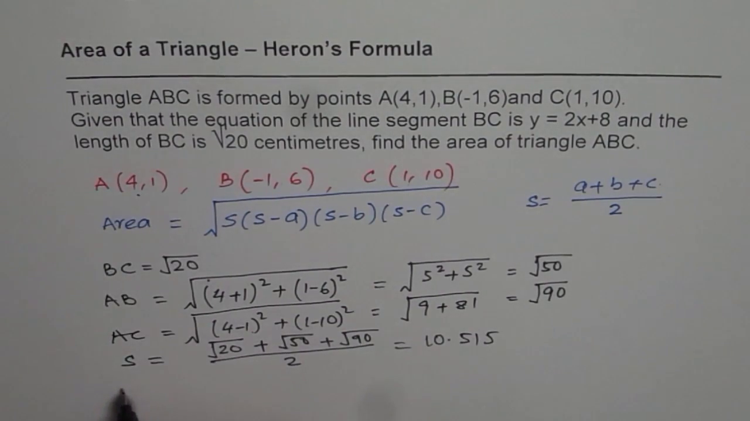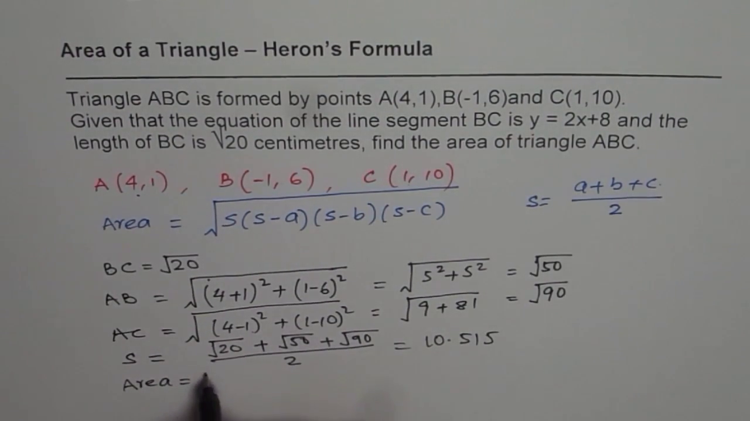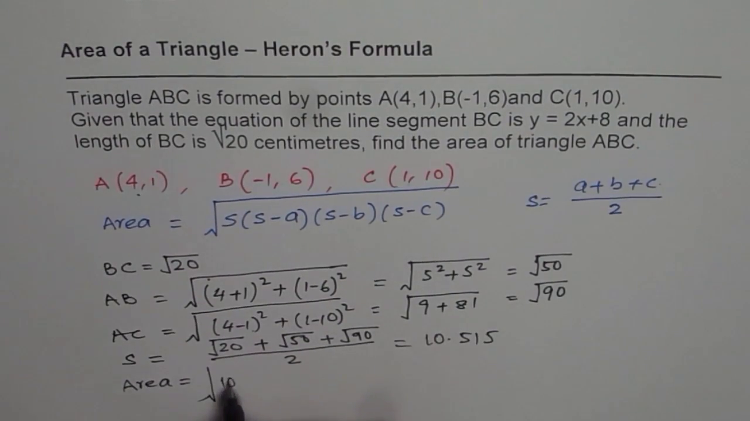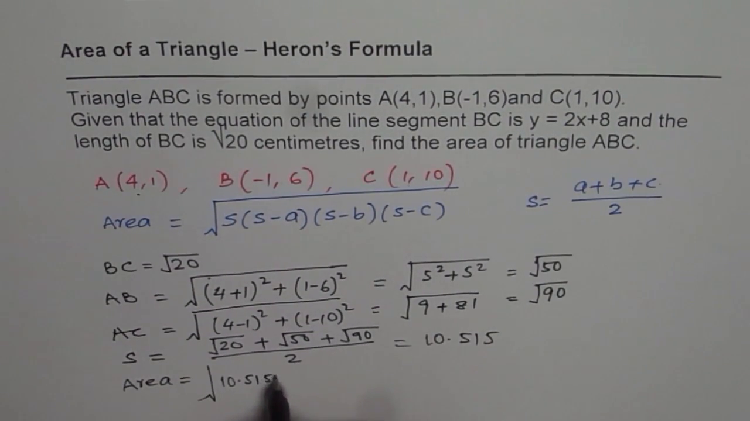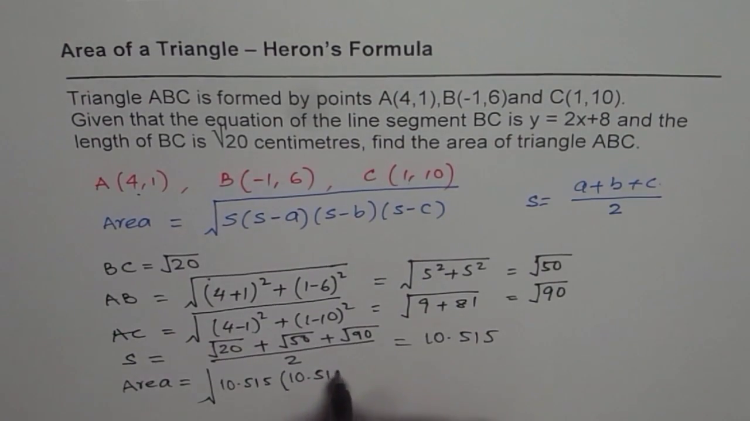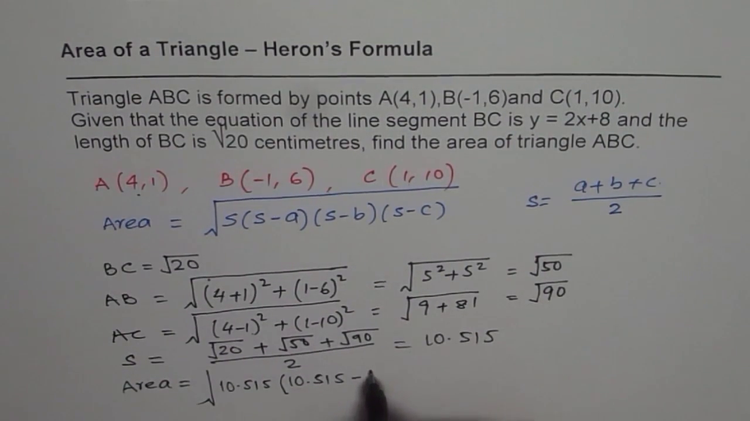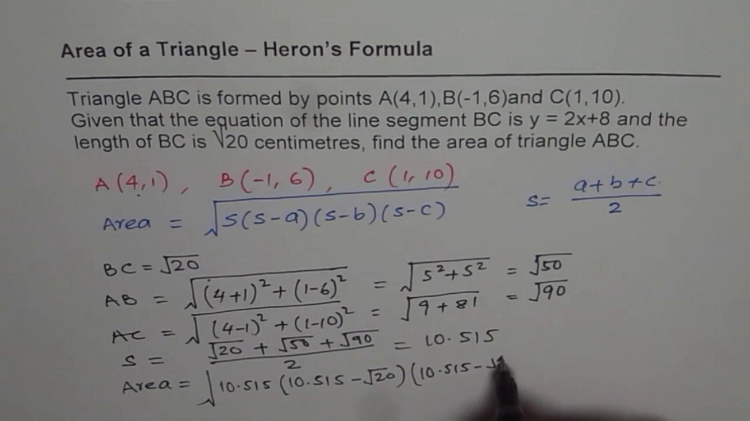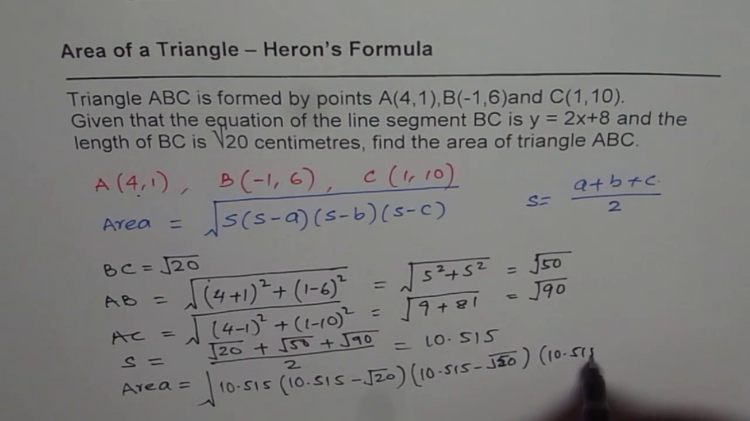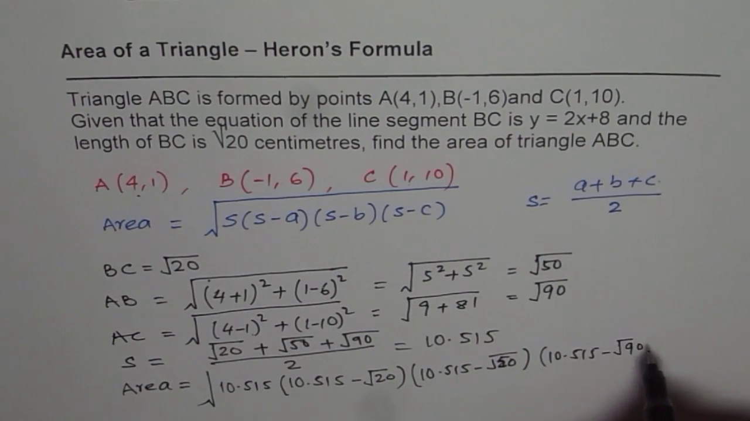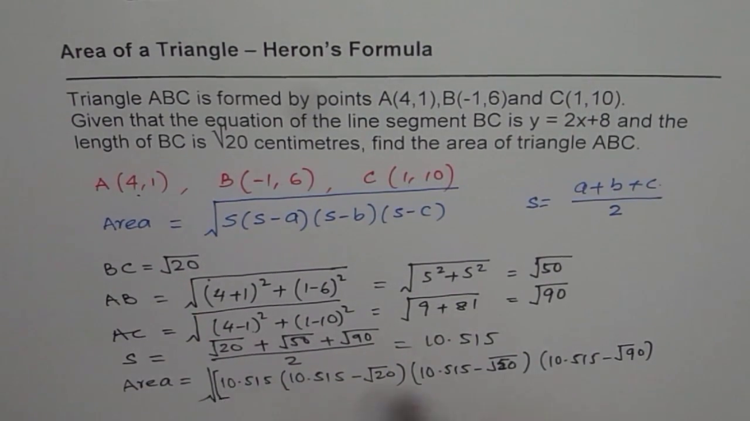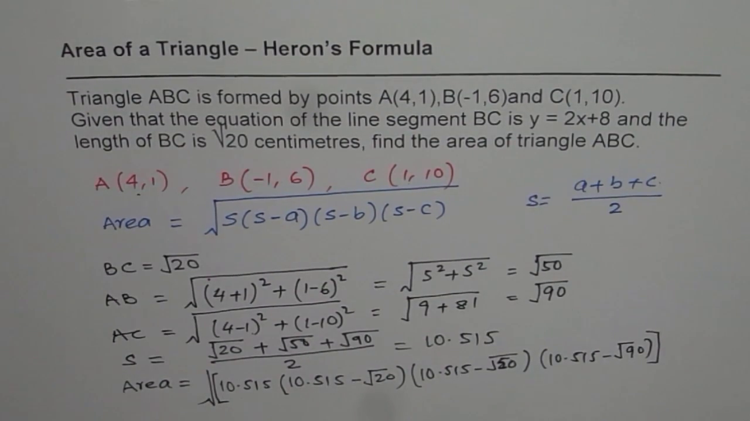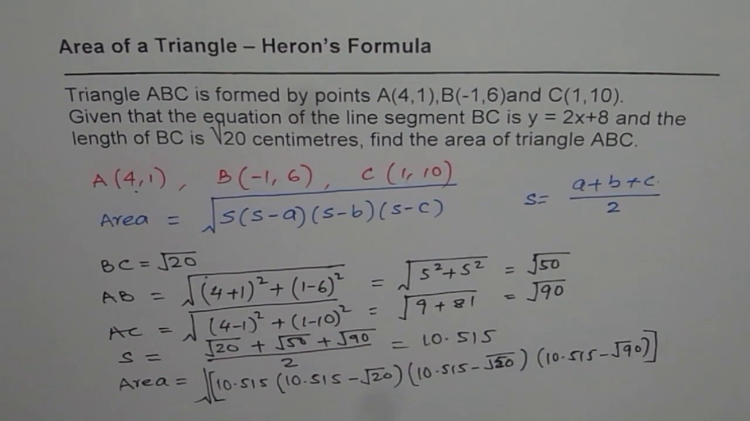Once we know S, we can substitute the values and find the area. So area equals the square root of 10.515 times, within brackets, 10.515 minus one of these values. It doesn't really matter what you write first. Then 10.515 minus the second value, square root of 50, times 10.515 minus the third value, which is square root of 90 for us. Everything is within the square root, so you get the area. Now again, use your calculator and find the answer.